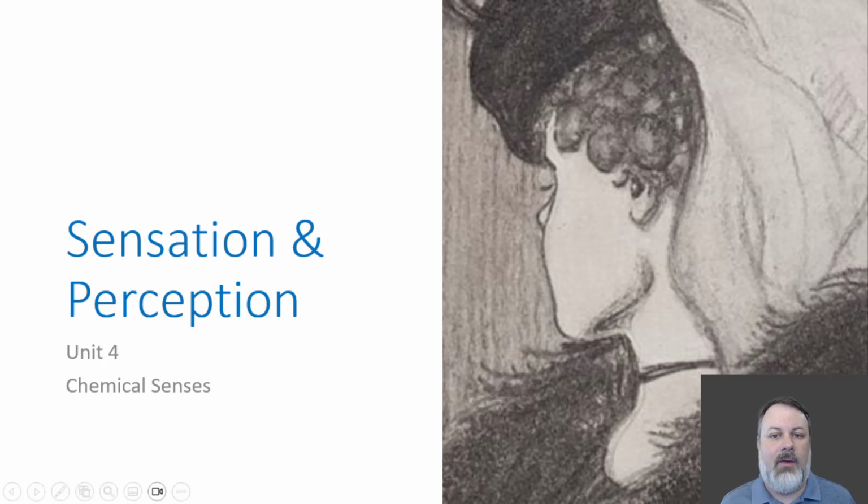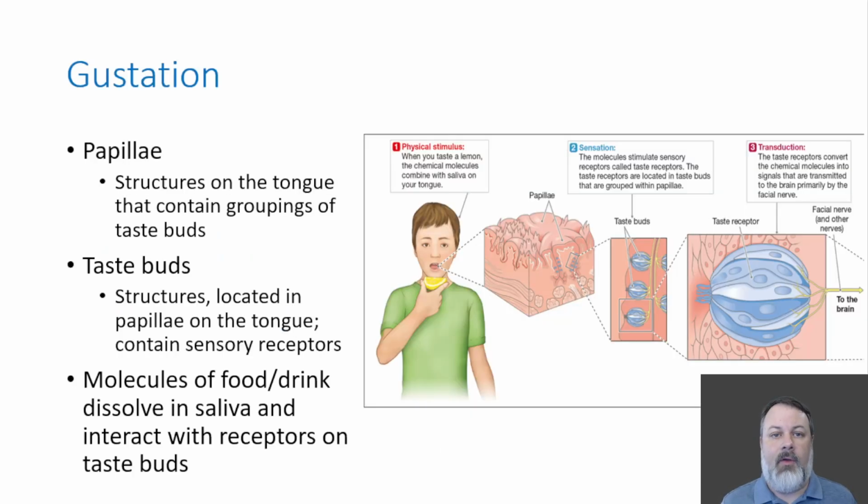In this section, I want to talk about the chemical senses. We call taste and smell chemical senses because these senses pick up on chemicals that we digest, or that we put into our mouth, or that we inhale through our noses. We are dealing with chemicals that are causing the sensation.